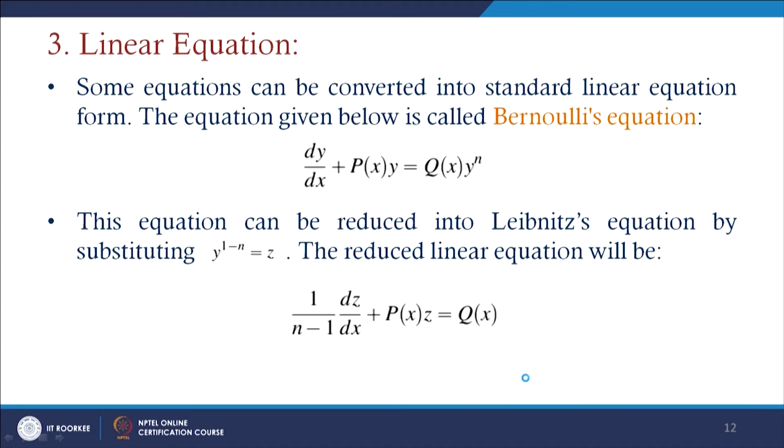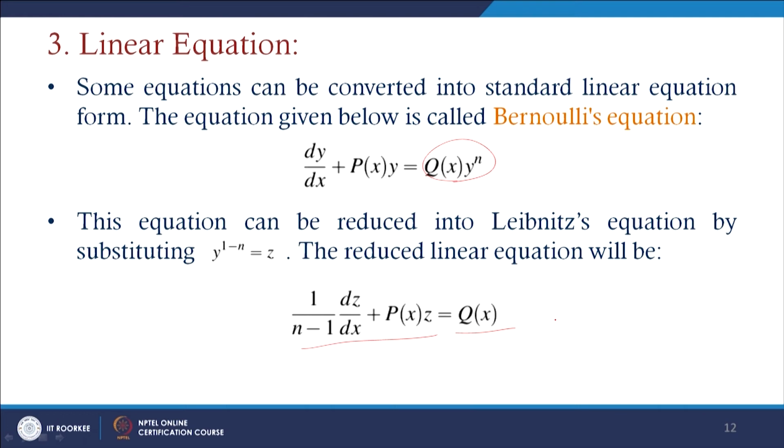Some equations can be converted to a standard linear equation form. This equation is called Bernoulli's equation. If you see here, the q of x term is involved with a y to the power n term. In this form, we can divide by y to the power n on the left hand side, and then reduce to another variable, y to the power 1 minus n as z. Then we have 1 by (1 minus n) dz by dx plus p(x) z equals q(x).